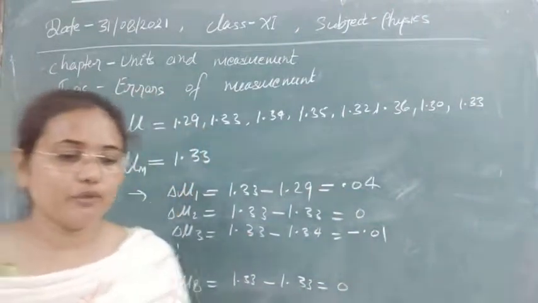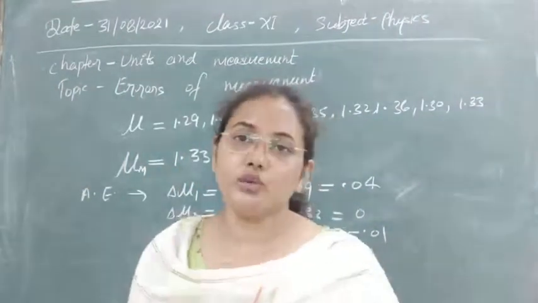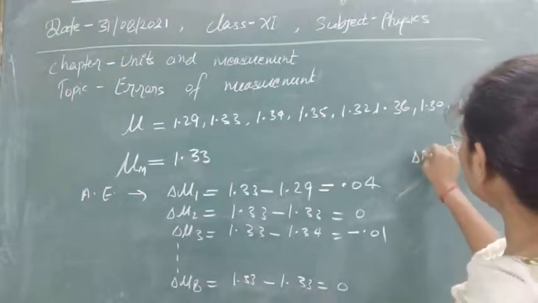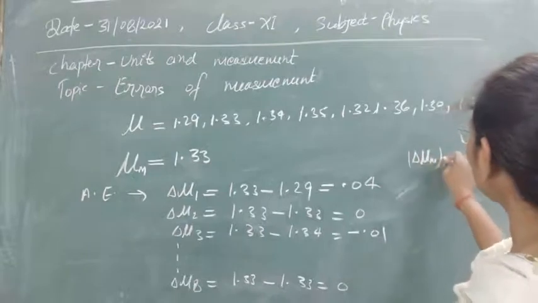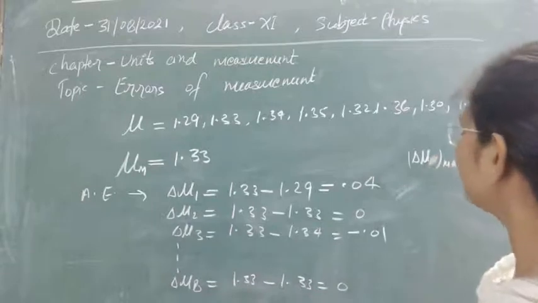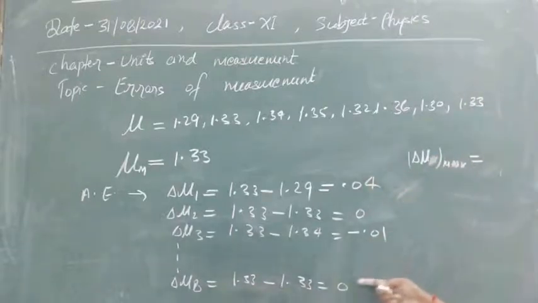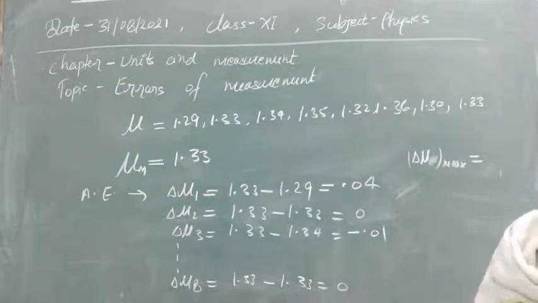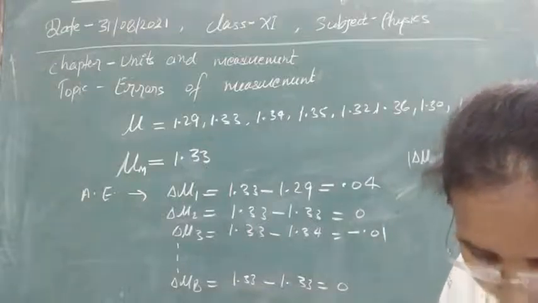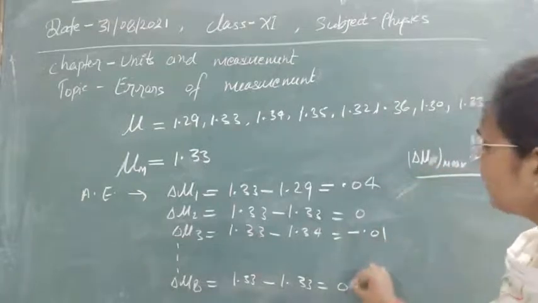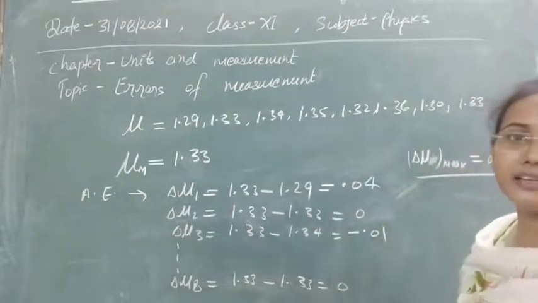Now the next one we have to find is the mean absolute error. So what is the mean absolute error? It is delta mu mean. You have to add all these errors and then divide by 8. If you solve it, this value is obtained as nearly 0.02. So just add them after calculation and divide by 8, and you can obtain this value.